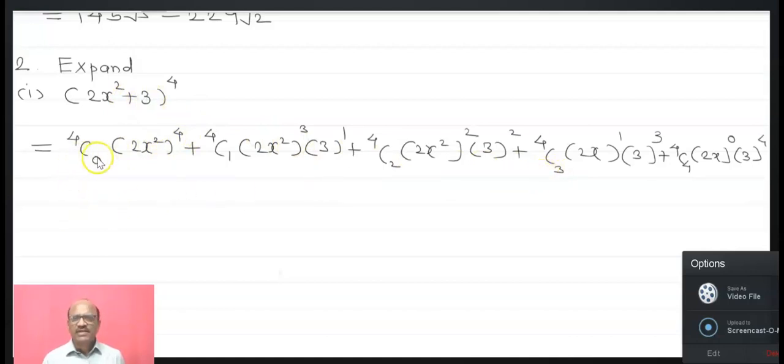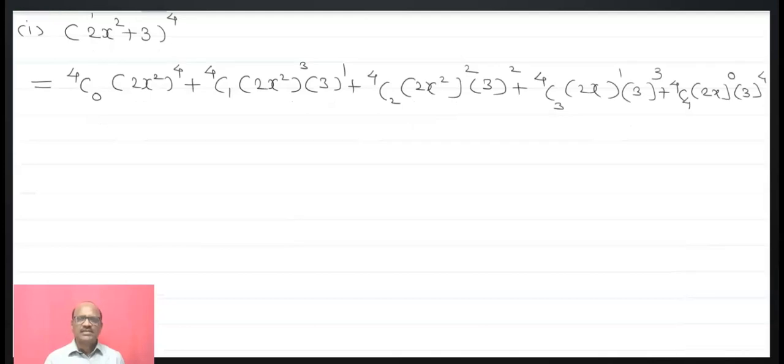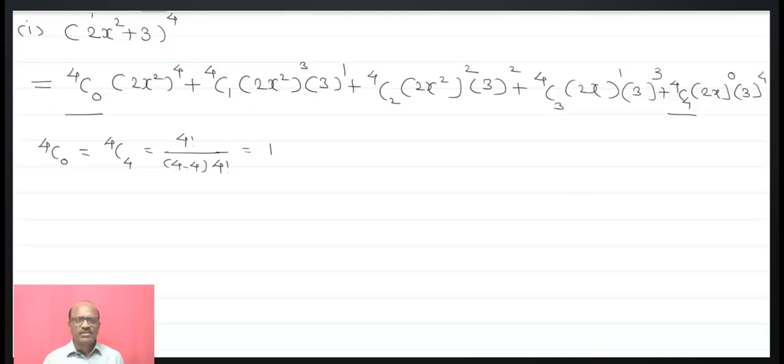Now next we'll find out the values of 4c0, 4c1, 4c2, 4c3, 4c4. In this case again the value of 4c0 is equal to 4c4 and the value of 4c1 is equal to 4c3. And the value of 4c2 is independent, which we have to find out. Now see this again. The value of 4c0, that is equal to 4c4, that is 4 factorial upon 4 minus 4 factorial into 4 factorial, and that is equal to 1.